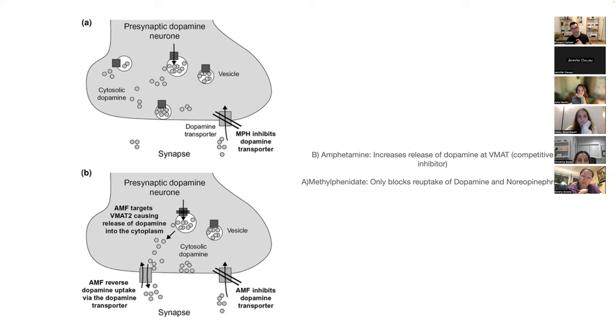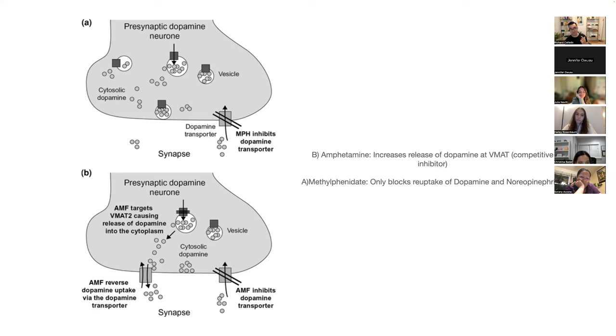So in essence, you're not only keeping the dopamine and norepinephrine there, because it's a stimulant, you're actually also increasing the release. So that's the difference. Again, amphetamines don't just keep neurotransmitters there, they also increase the release. Okay, any questions about that?